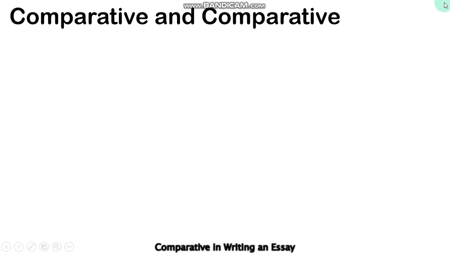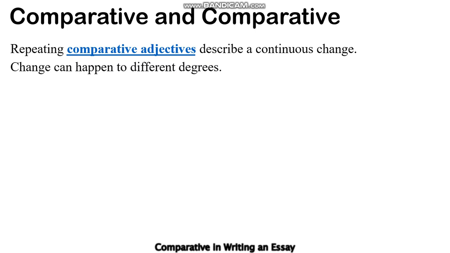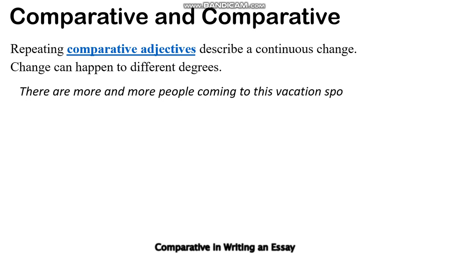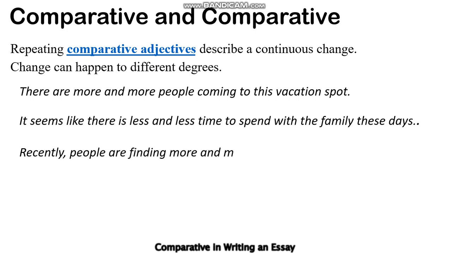Comparative and comparative. What is the function? Repeating comparative adjectives describes a continuous change. Change can happen to different degrees. Take a look at the example. There are more and more people coming to this vacation spot. It seems like there is less and less time to spend with the family these days. Recently, people are finding more and more time to spend with their families.